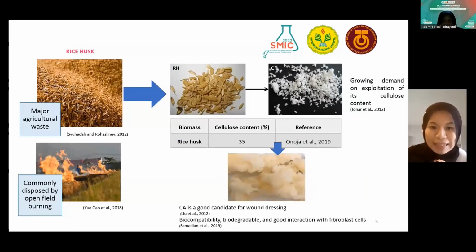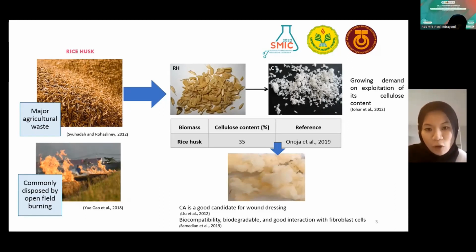Rice husk consists of around 35% cellulose, and cellulose is a very good candidate for wound dressing. So it will be fabricated to be used as wound dressing because it is biocompatible, biodegradable, and it has cytocompatibility with human skin fibroblast cells, as shown in an in vitro study.